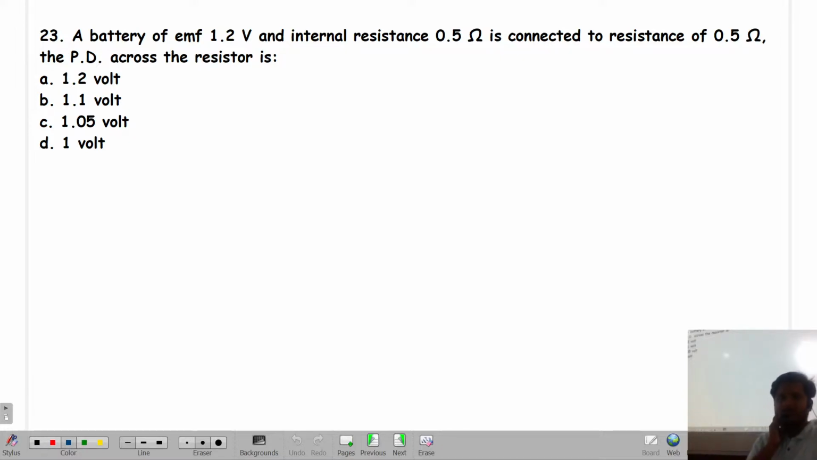23. Similar question or not? What formula here I will apply? V is equal to EMF E minus I into R plus r. Yes or no? This formula will be applied or not?